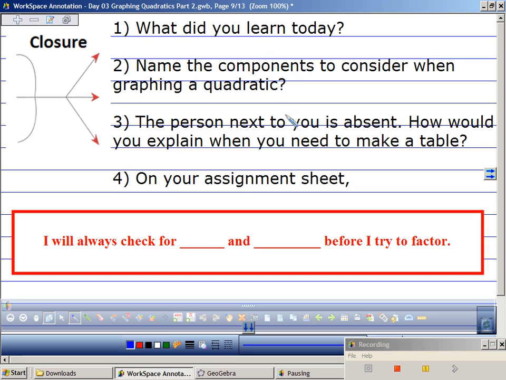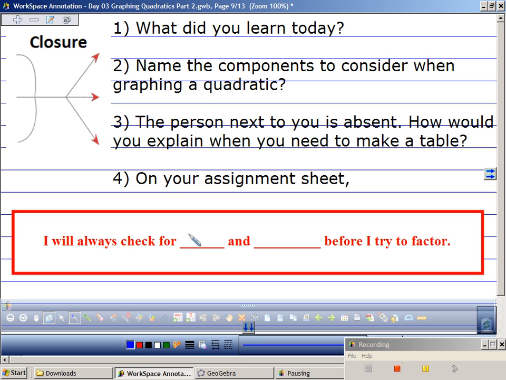Okay, so what did you learn today? Graphing, right? Why are you guys putting stuff away? Is the bell going to ring? Yeah, 3 minutes. How would you explain when you need to make a table? When do you need a table? It's a trick question. When it's not factorable, you really don't need one, right?